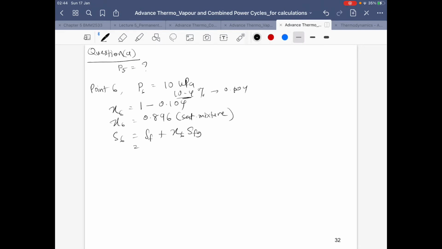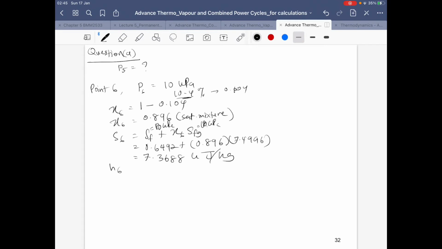Where do we take sf from? We can definitely take sf from point 1, since it is the same 10 kilopascal. The sfg is also the same, taken from the table for the mixture at 10 kPa, not P1, but 10 kPa. So we can get the value: 0.6492 plus 0.896 times sfg, 7.4996. So we get s6 equal to 7.3688 kilojoule per kilogram.